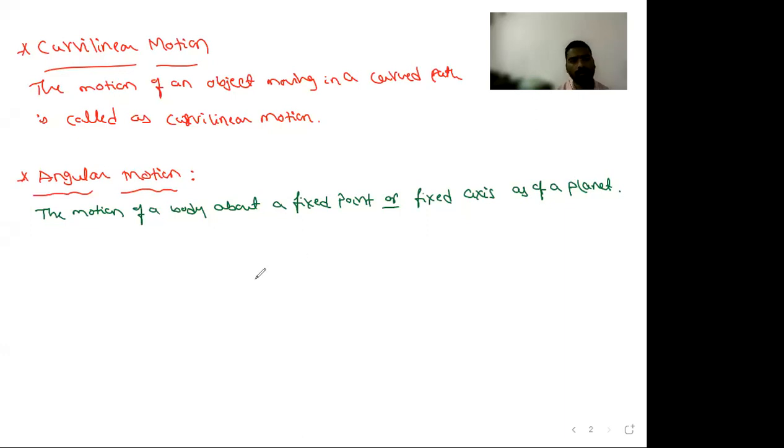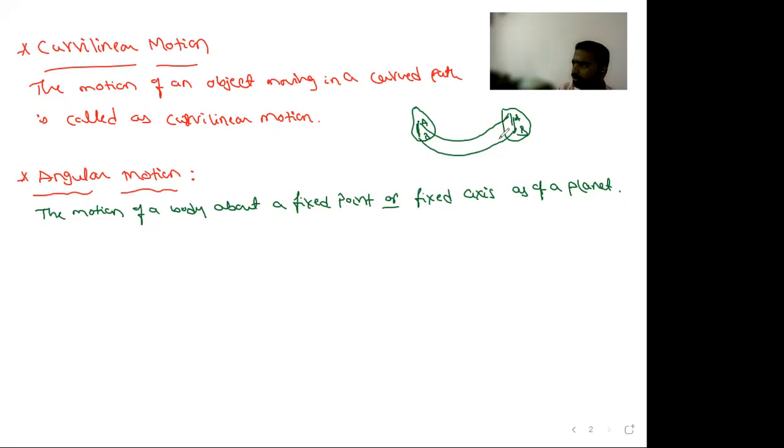What is the difference between curvilinear motion and angular motion? Curvilinear motion is the motion of an object moving in a curved path. Suppose you take an object, a particle, and mark points A and B. The object has been displaced from A to B. This is the path traveled by the object, correct?